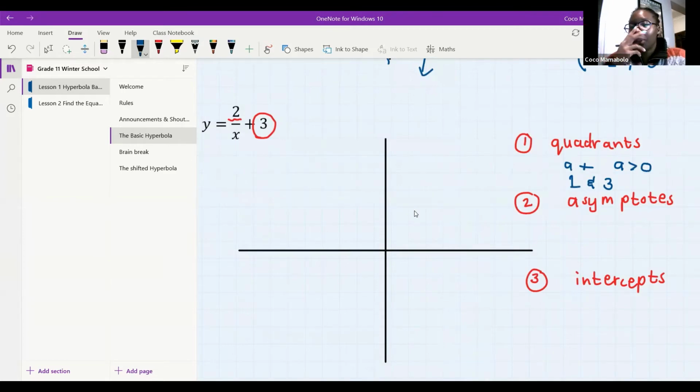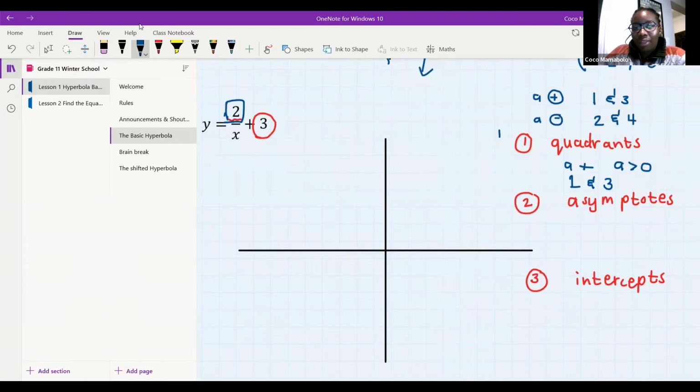Okay, Lesedi, because I think you were just a few minutes late, you missed the part where we talked about quadrants. Remember this number over here, above the denominator. It's going to tell us where our quadrants are. If that number, which we can denote as A, is positive, our graph is going to be in quadrants 1 and 3. And if that number is negative, then our graphs are going to be in quadrants 2 and 4.